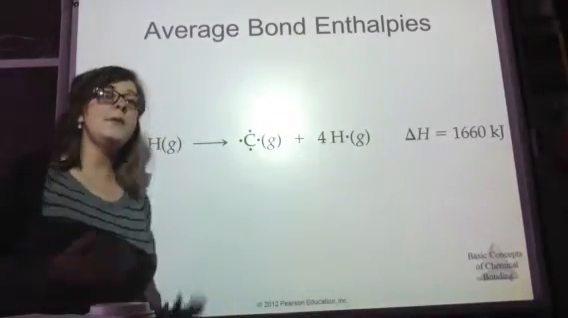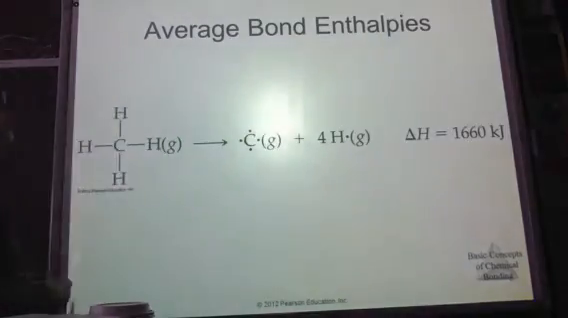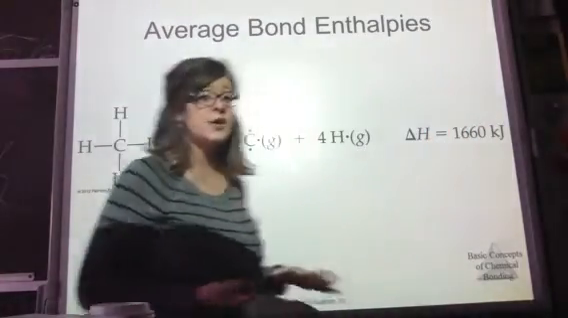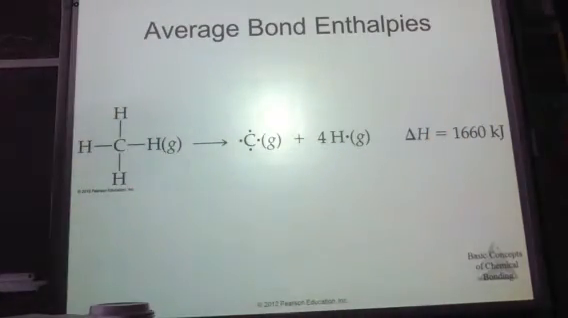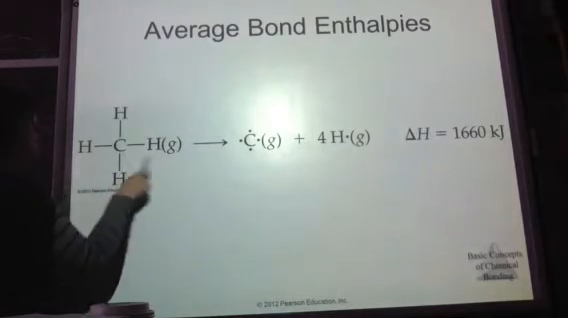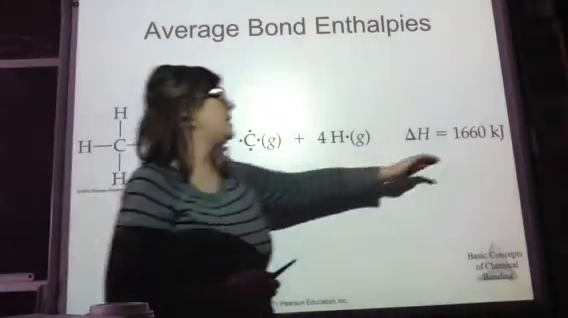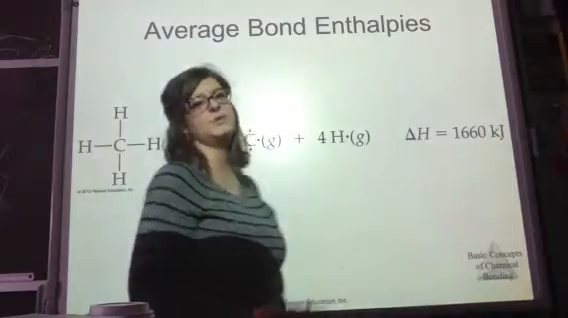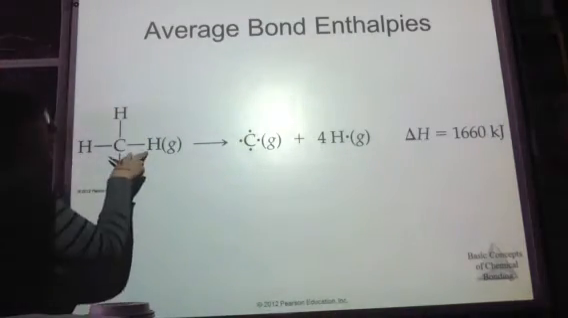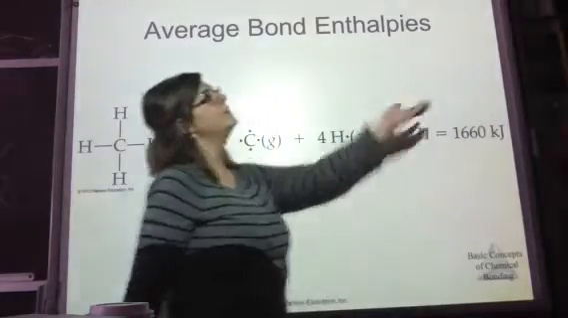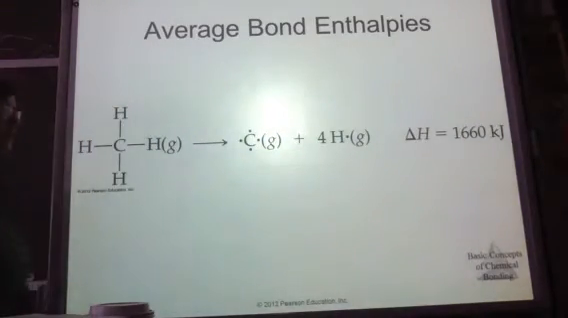So then what would be for just one carbon-hydrogen bond? Well, I could do 1660 divided by 4, so that should give me 415 kilojoules. So we could find that average bond enthalpy for just one carbon-hydrogen bond. If I know that all of these are equivalent, and I know the total bond enthalpy for this was 1660, then that means one carbon-hydrogen bond would just be this divided by 4, so it gives me 415 kilojoules.